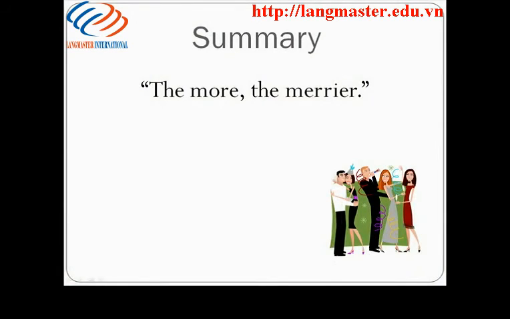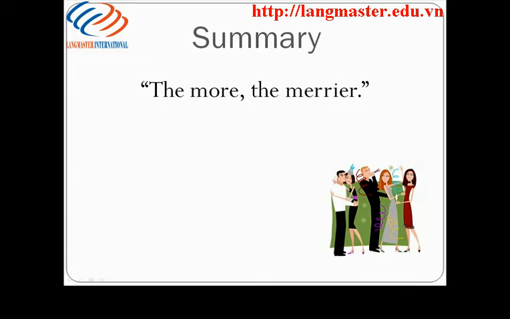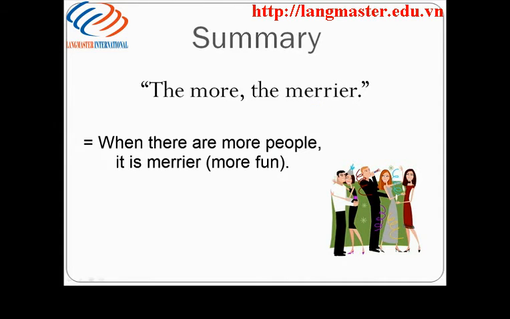As Julie said, the more the merrier means the more there are, the merrier it is. In this sentence, the subjects and verbs were left out in both halves of the sentence because they're understood. We have two comparative forms. The more is our cause, the merrier is our effect. What we're saying is, when there are more people, it is merrier, it's more fun. Or if there are more people, it is merrier, it is more fun.